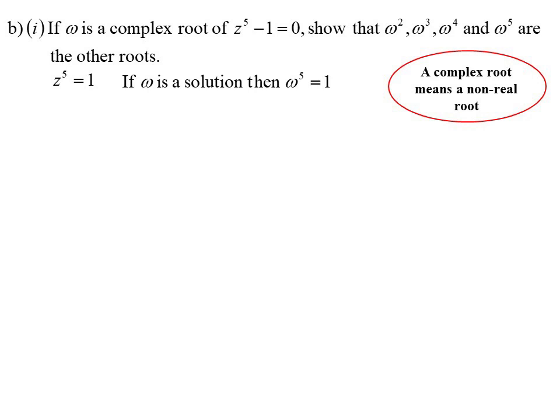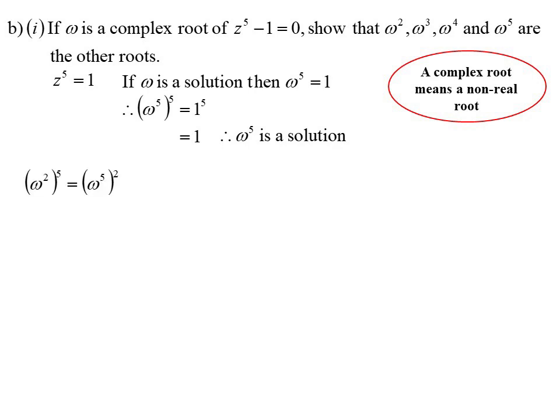Now, what we do is we play around with it a little bit. You see, omega to the power of 5, to the power of 5, would be 1 to the power of 5. And that equals 1. Well, therefore, omega to the power of 5 is a solution. Because I just substituted in omega to the power of 5 into the equation, I got the answer 1.